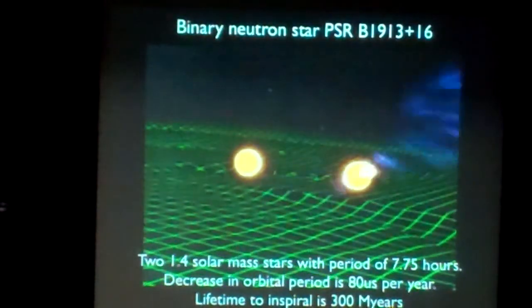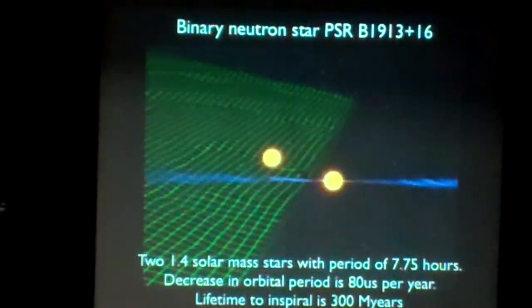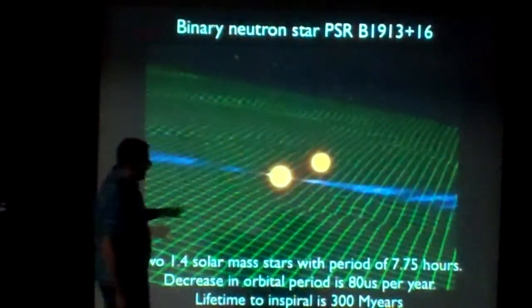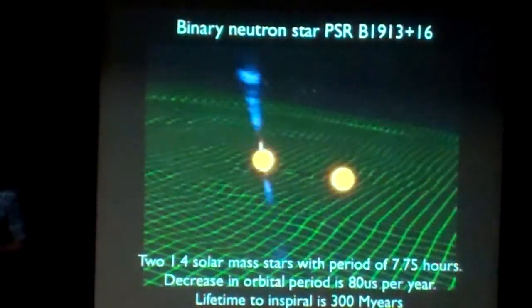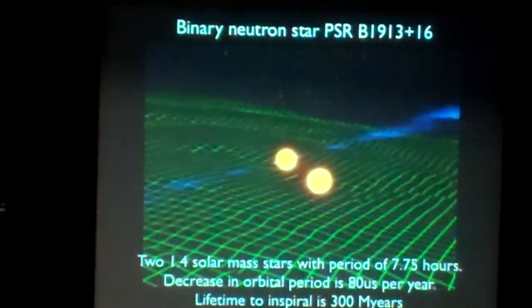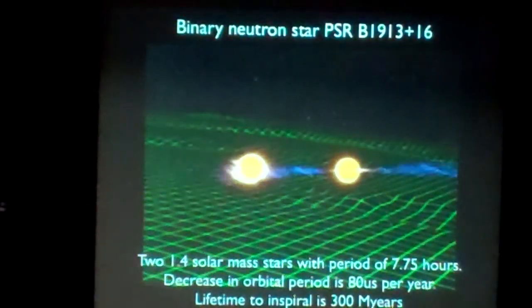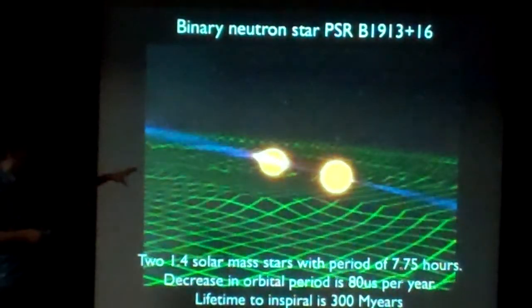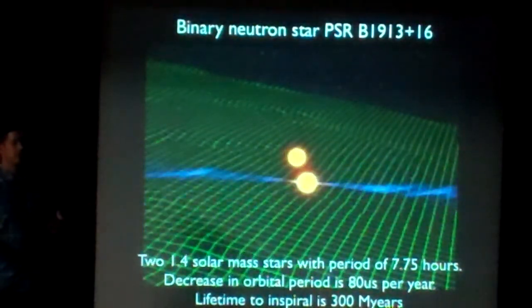The period is about 7.75 hours, and it's two 1.4 solar mass neutron stars. They figured out that it's decreasing its orbit about 80 microseconds per year. So it's getting closer and closer as time goes on. And that means in 300 million years, they're going to hit each other, just like the marbles did in Larry's demonstration. So here's a situation where you're out in space and we don't think that there's any friction.